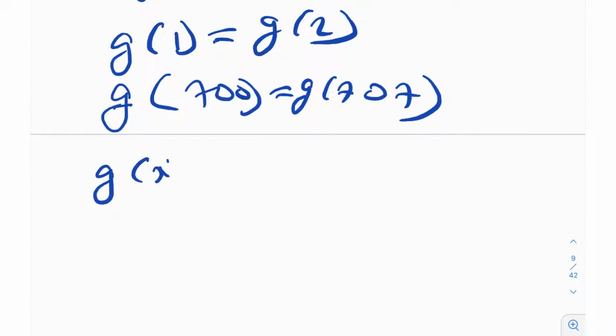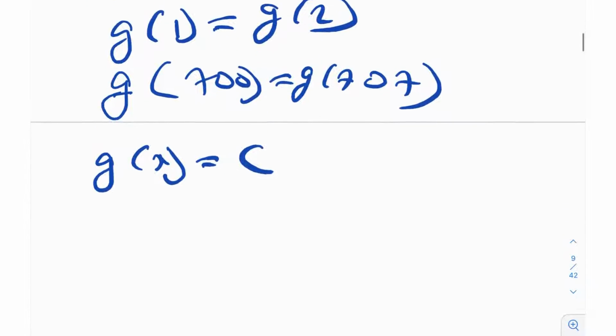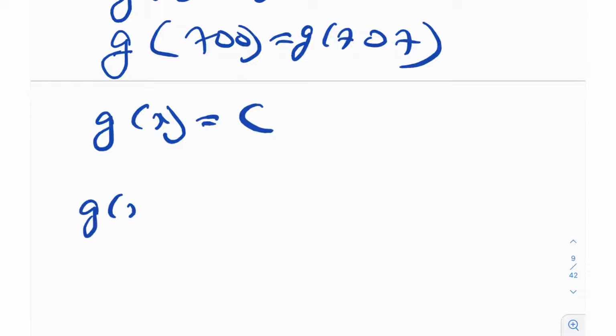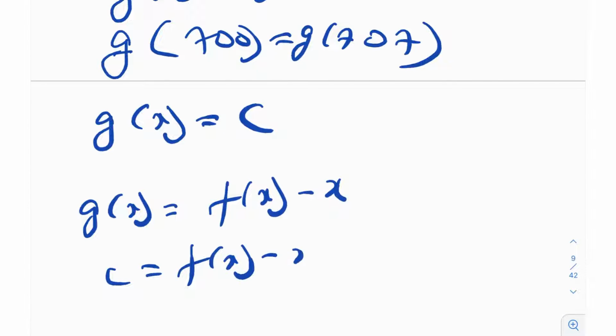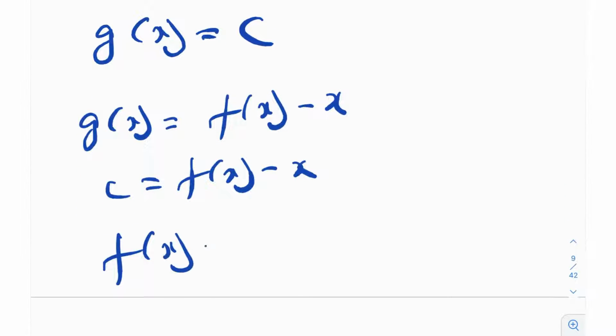So therefore I can essentially say that g of x equals c. No matter what the value of x, you'll get the same output. So if g of x is equal to c, then what was g of x? g of x was essentially f of x minus x. So c is equal to f of x minus x, and f of x is actually x plus c.